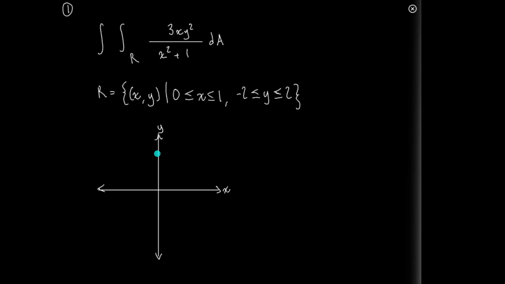x's bounds are 0, so x equals 0 is just the y-axis, so right here, this line. And then x equals 1 is the upper bound. Great. Now our y is bounded by y equals 2, which is this nice line right here, y equals 2, right? x equals 1, x equals 0. And then y equals -2 is down here, of course.